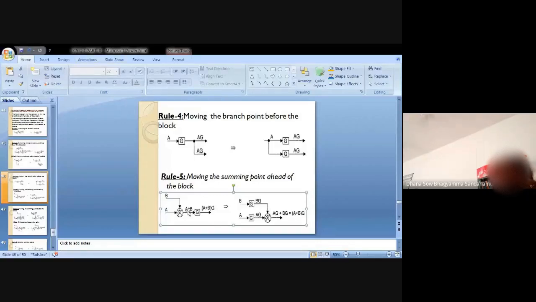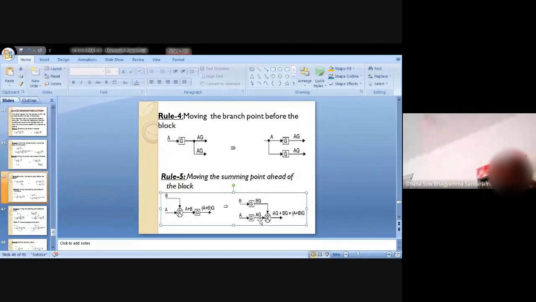Now I want to move the summing point to after this block. What is the output here? A plus B, G. I must make sure A plus B, G should not vary. So initially G is there, and A is one of the inputs. Now when the summing point moves this side, A is the input to this G, so the output will be AG. This output AG is given to the summing point.